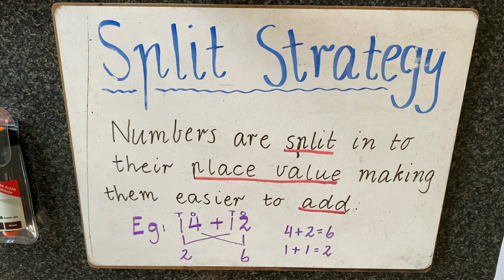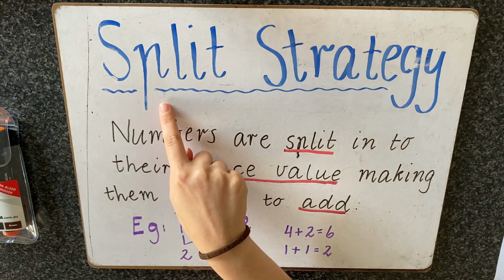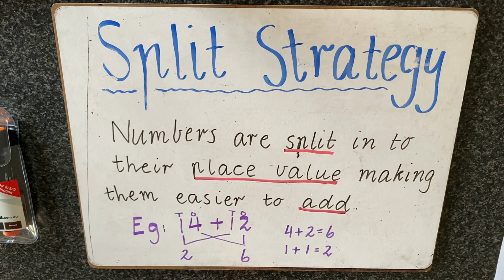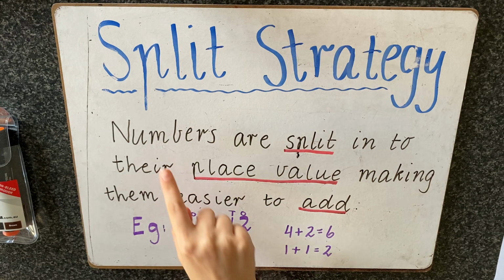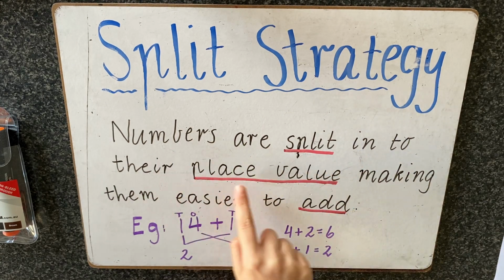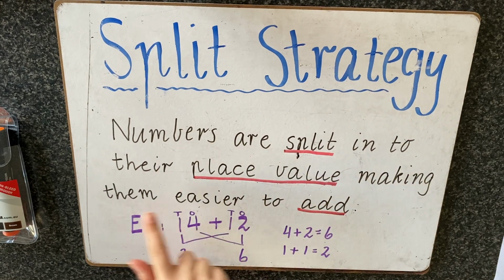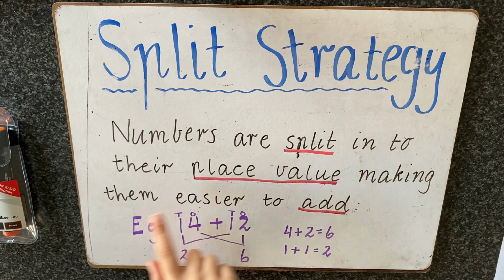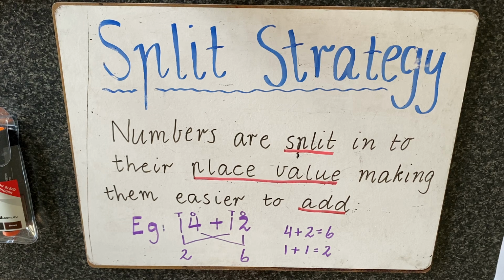Today we're going to look at another strategy that we can use to help us solve addition problems. This strategy is called the split strategy. The split strategy is where numbers are split into their place value, making them easier to add. This is an example of what our split strategy looks like, and we're going to do a few examples together so that you can see what it looks like.